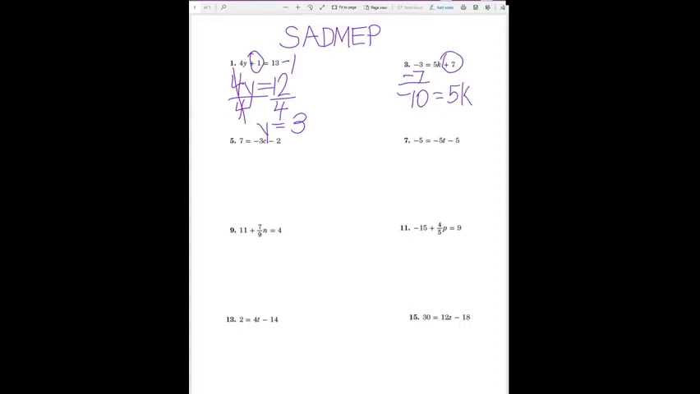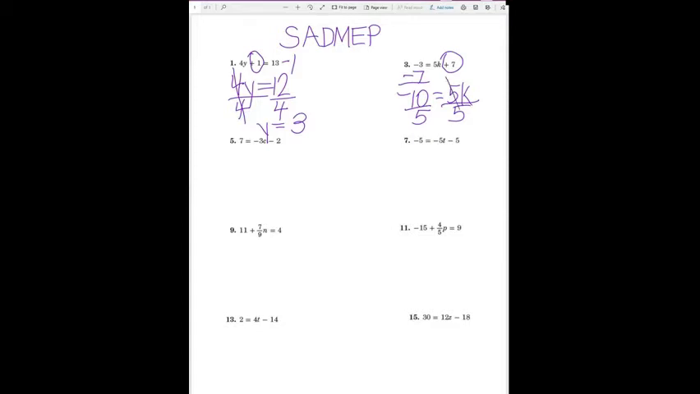The next letter in SADMEP is divide. We do not have any division, so let's move on to the M. The M stands for multiplication. We do have multiplication in this problem. This is showing 5 times k. We need to do the opposite of multiplication in order to get our answer. The opposite of multiply is divide. Let's divide both sides by 5.